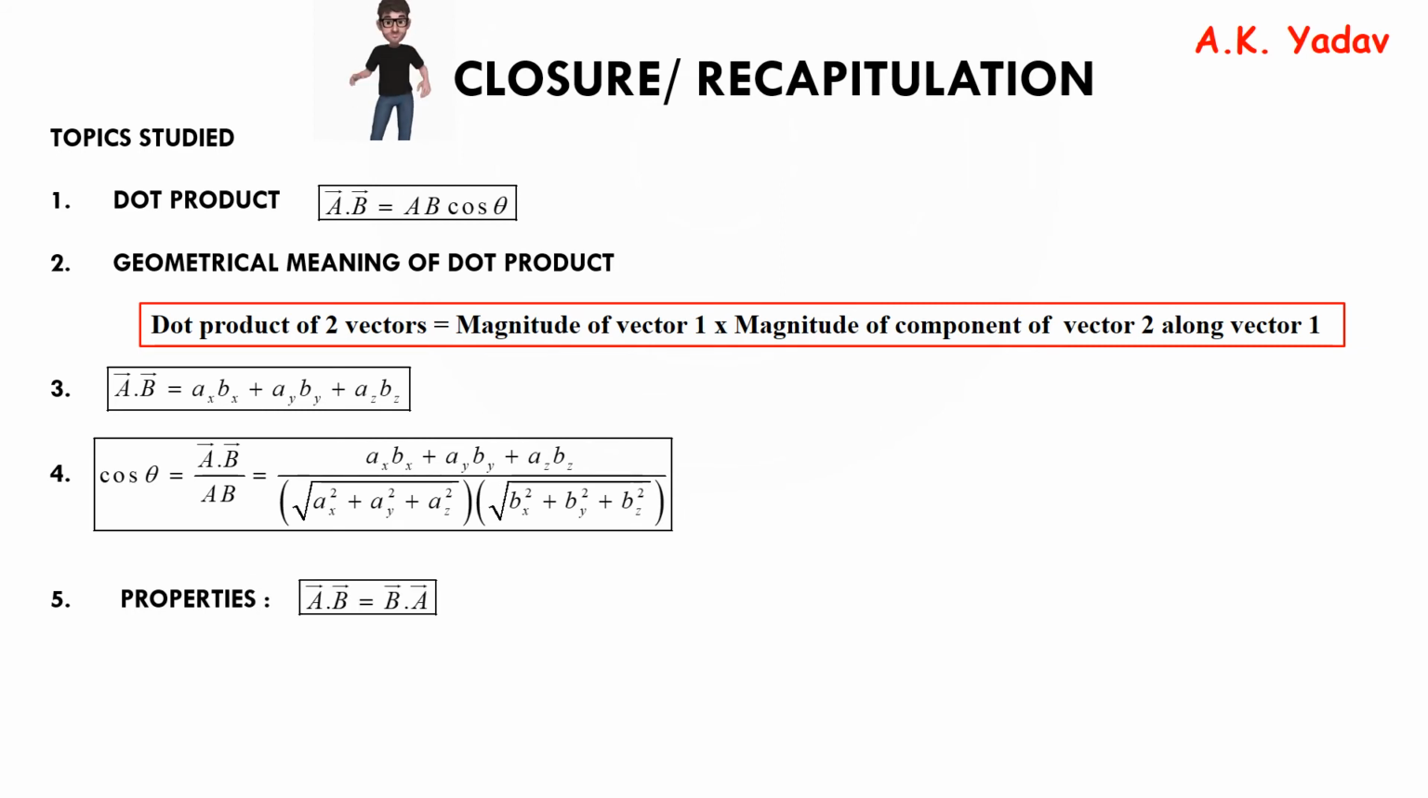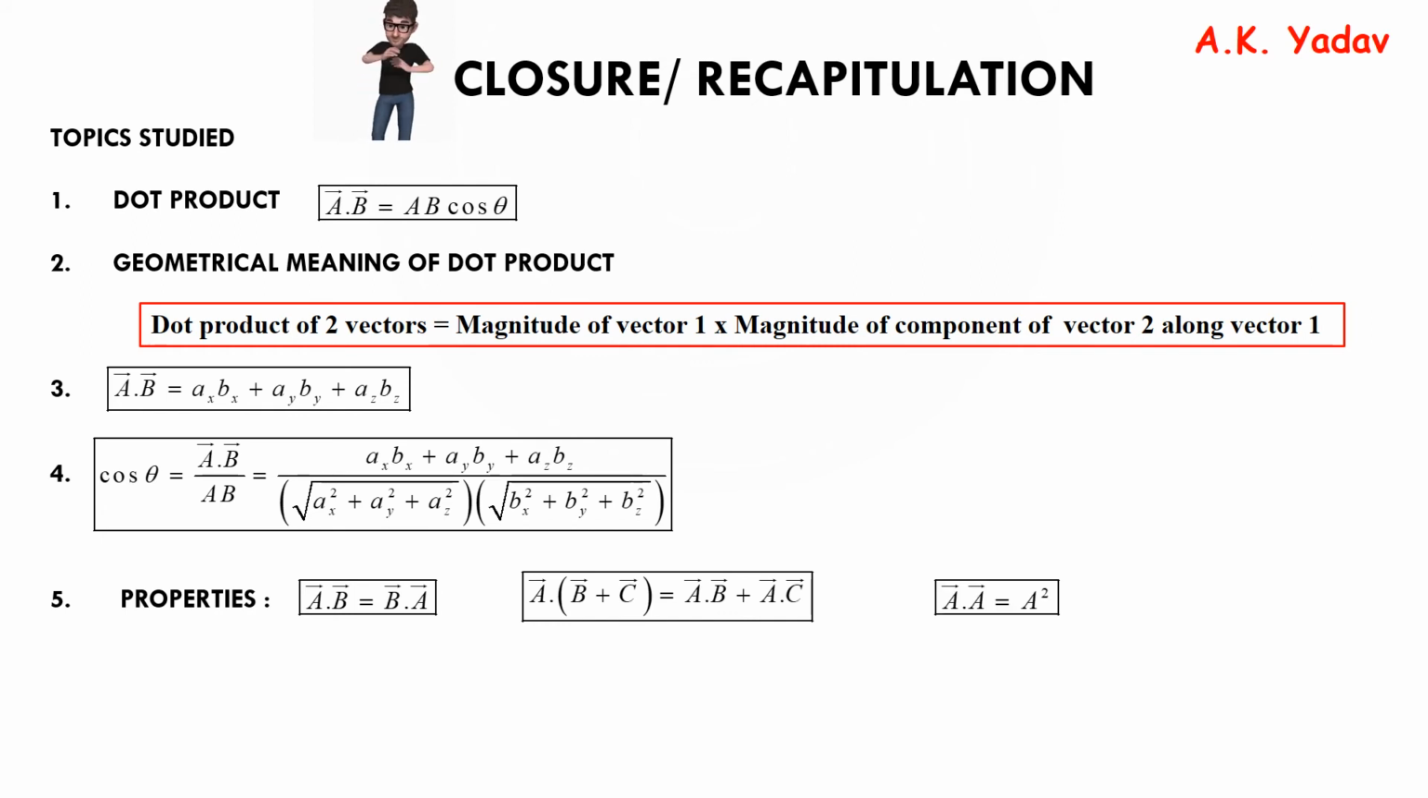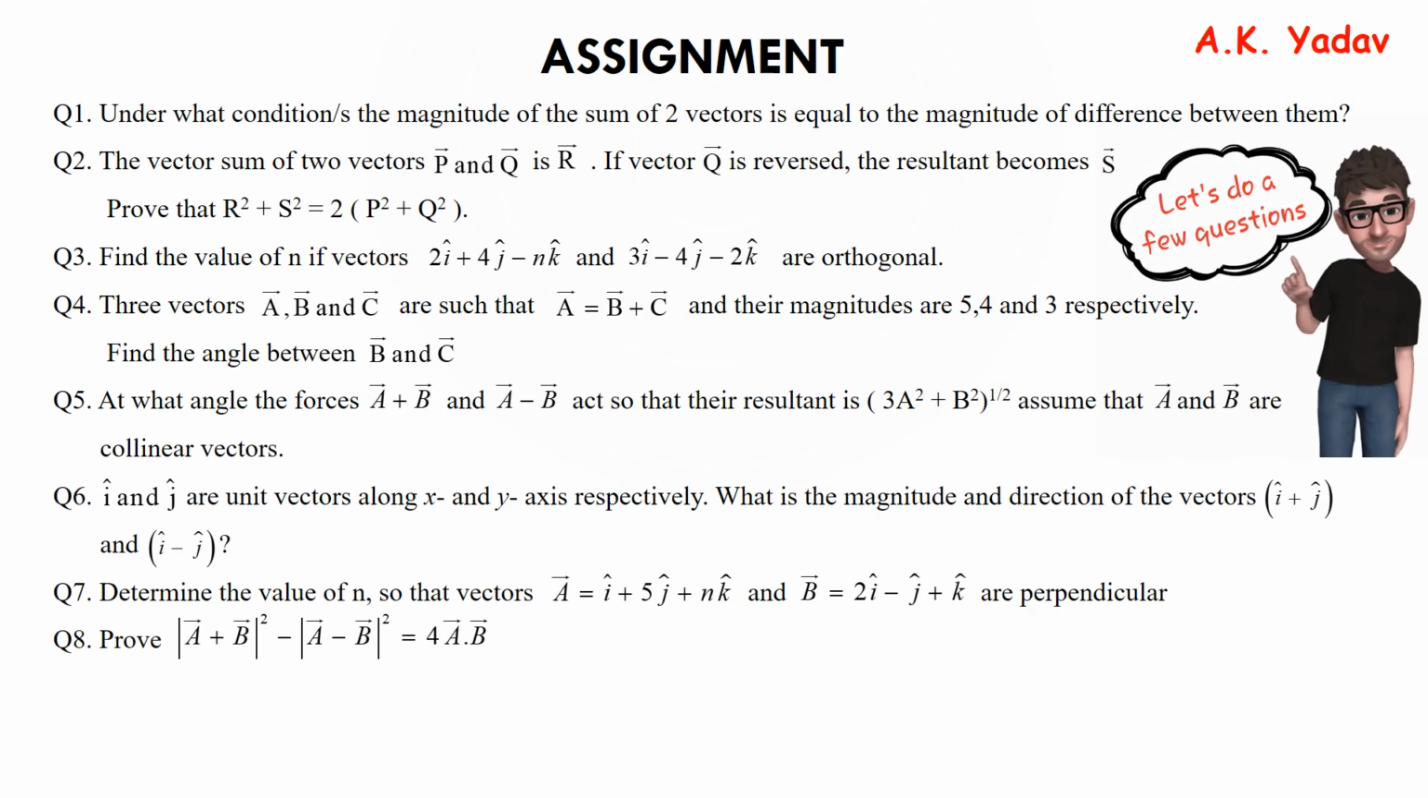The properties: A dot B equal to B dot A, A dot B plus C is equal to A dot B plus A dot C, A dot A is equal to A square, I dot I, J dot J, K dot K, they all are equal to 1, I dot J, J dot K, K dot I is equal to 0. Now it is the time to do a few questions. Try all these 8 questions, pause the video, try the questions, and after that watch the video again for the answers.